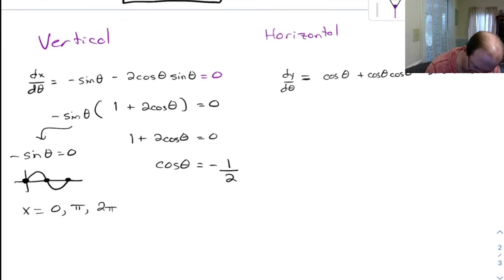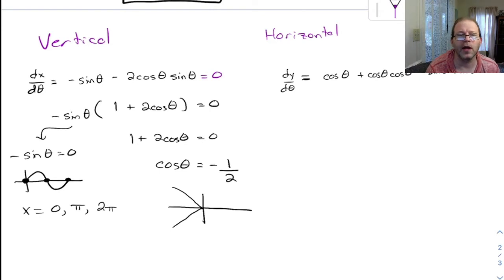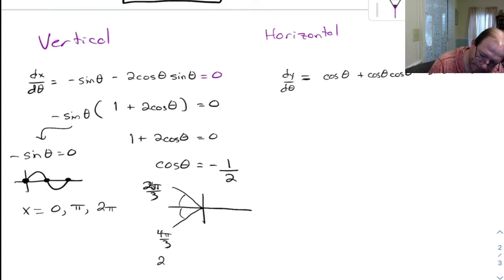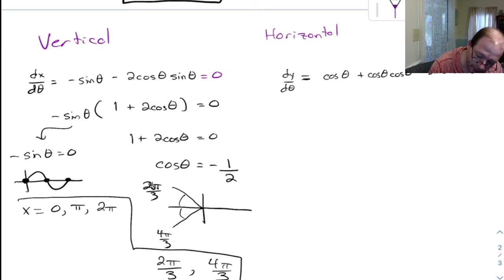Now, there are a couple of ways you could solve this. One way would be to realize if cosine's negative, you've got to be in this quadrant or this quadrant. And for cosine to be 1/2, or negative 1/2, the reference angle has to be pi over 3. So both of those are pi over 3, which makes this one 2 pi over 3 and this one 4 pi over 3. So these are our candidates.